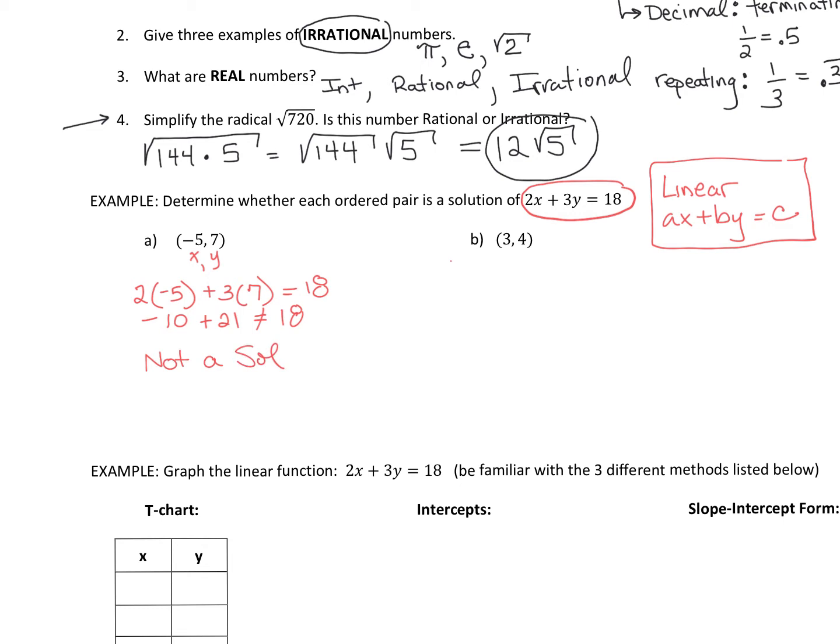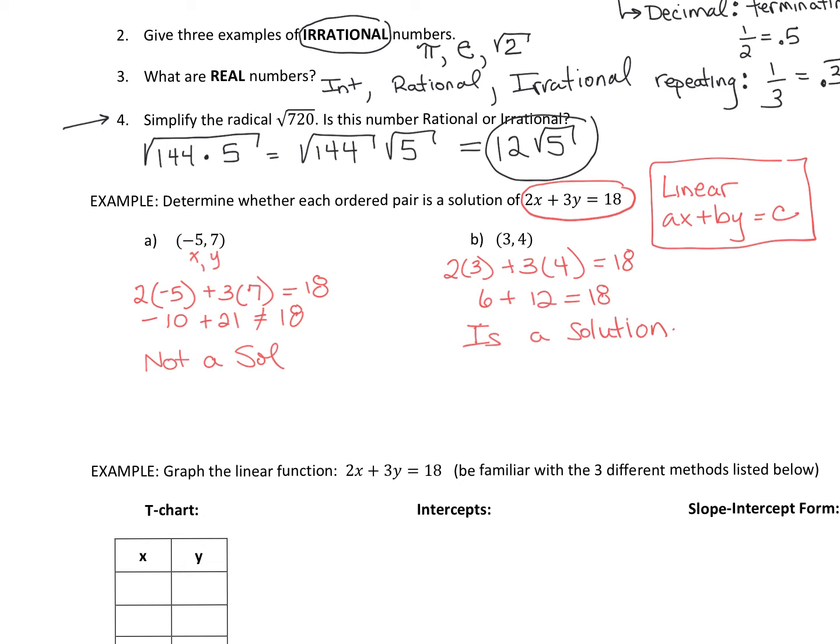When we look at 3, 4, doing the same thing, we get 6 plus 12, which is actually 18. So this is a solution. So when you're solving, you can always plug your numbers back in and make sure that they work.